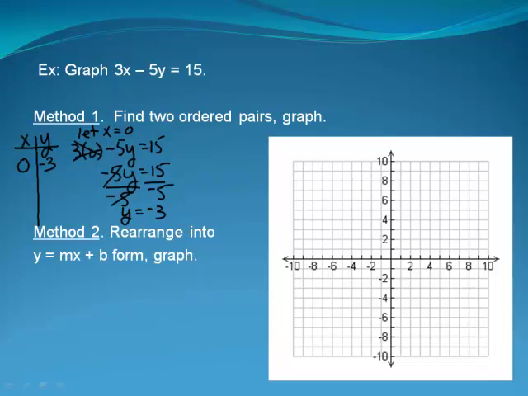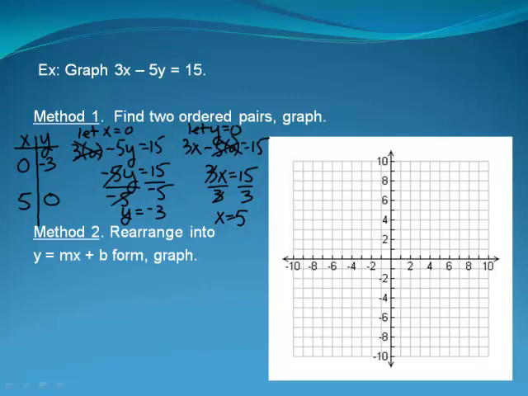Okay, we need at least one other point. So now I'm going to choose to let y be 0, just because I think the math is easy. So if I let y be 0 for my second point, I get 3x minus 5 times 0 equals 15. 5 times 0 is 0. So now I've got 3x equals 15, or if I divide both sides by 3, x is equal to 5. So when y is 0, x is 5. And let's just go with those 2 points since we have a second method to check it with.